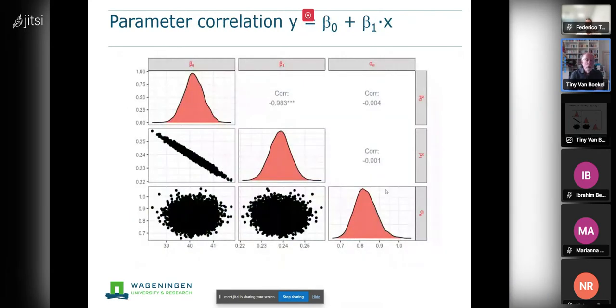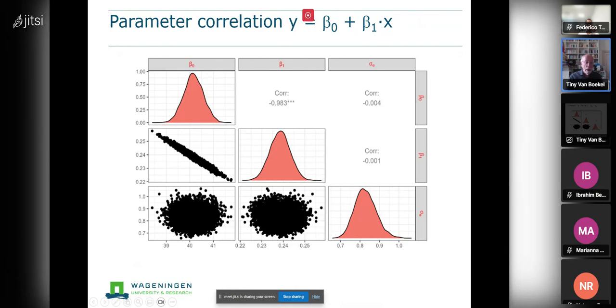Then I also talked to you about parameter correlation. And this is, again, a Bayesian result where this is all derived from the posterior. So that's what I said before. You can do all kinds of calculations with the outcome of the posterior. And here you see the posterior distributions again for the parameters, but also the correlations between the two. And you can see that the two, the slope and the intercept, are quite strongly correlated, 0.98.